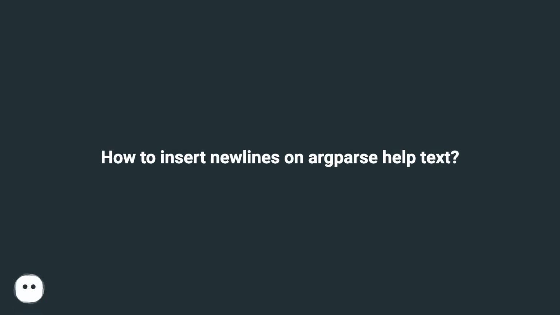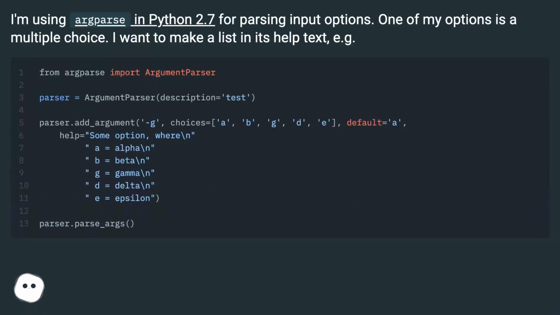How to insert newlines in argparse help text. I'm using argparse in Python 2.7 for parsing input options. One of my options is a multiple choice. I want to make a list in its help text, e.g.